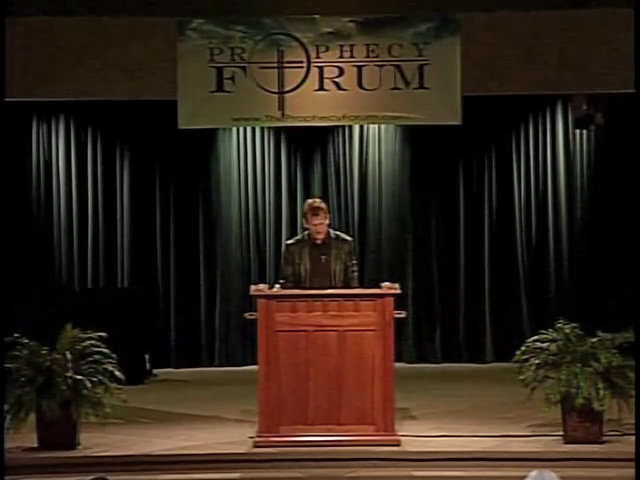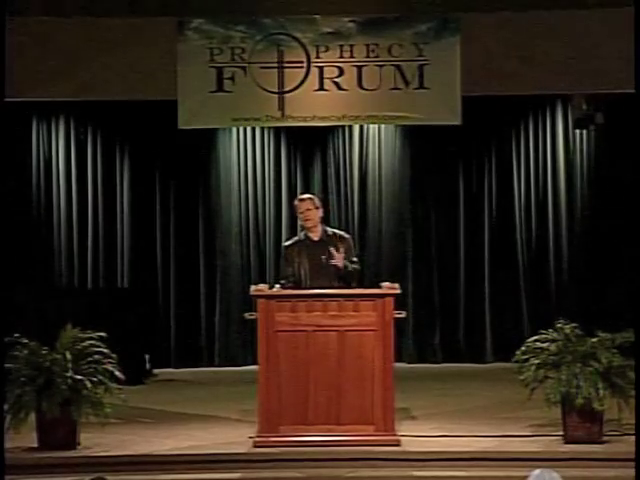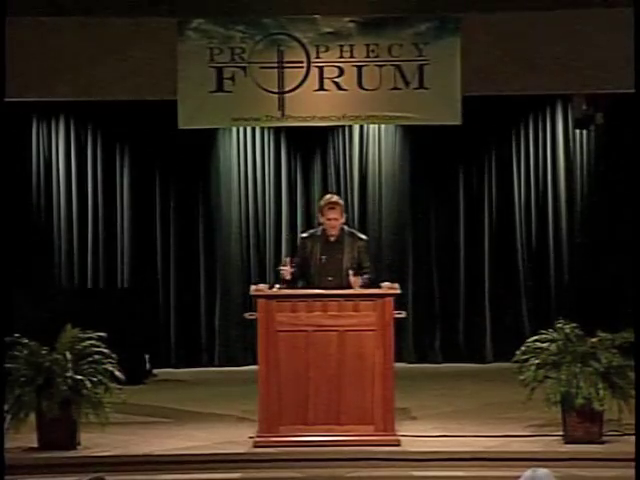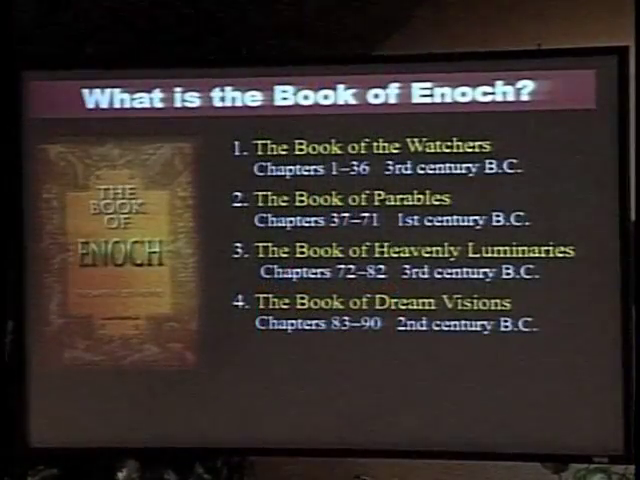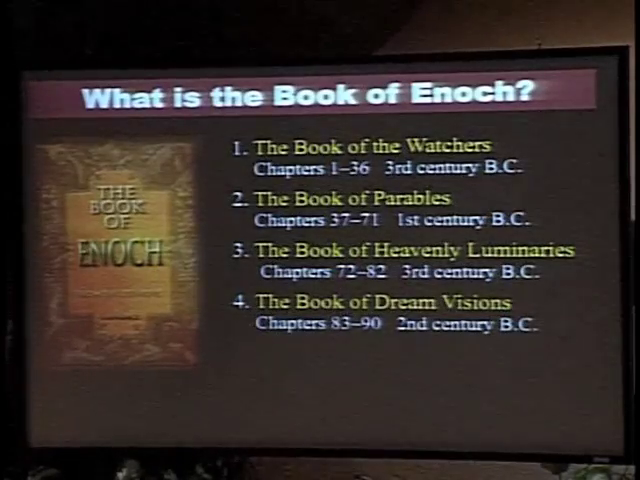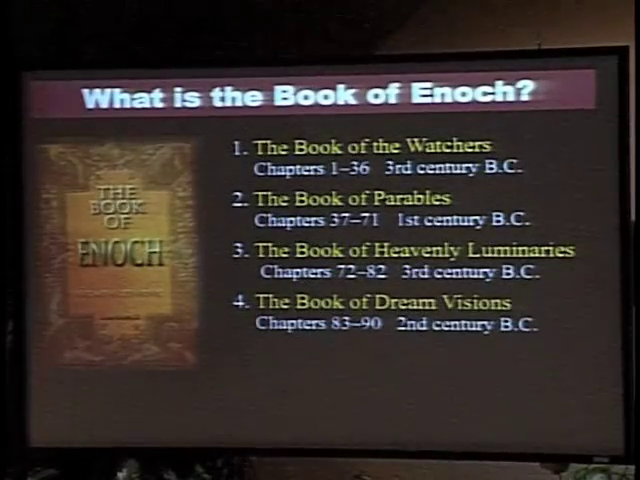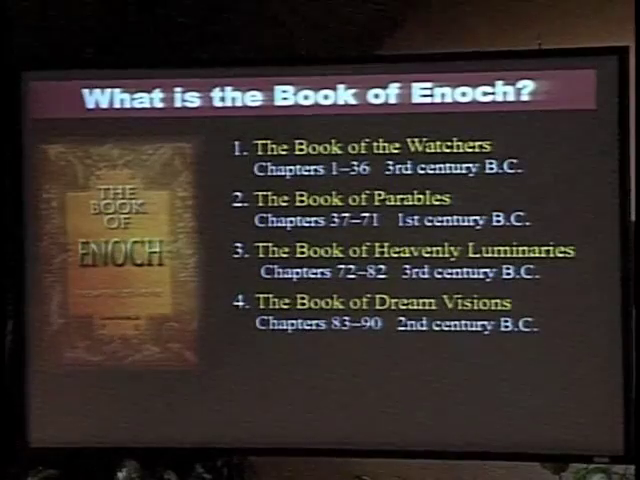Very appealing to Jews of that time period, because it was around the Hellenistic time period, where they're trying to maintain their Jewishness. Then we have the fourth, which is the Book of Dream Visions. This is chapters 83 through 90. This was probably written around the 2nd century BC, and this is a book that has 2 dreams of Enoch.